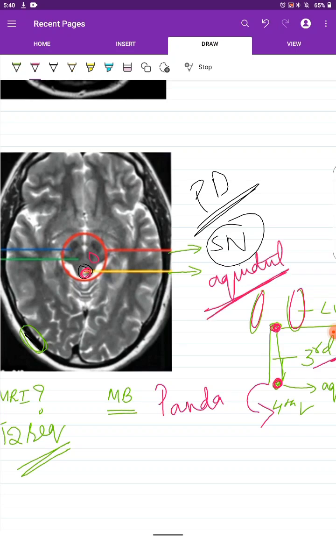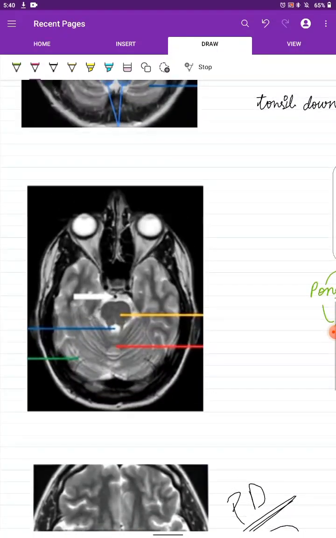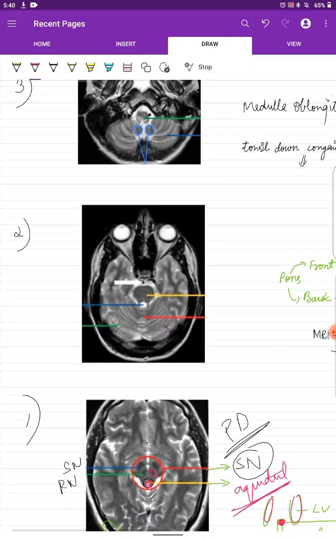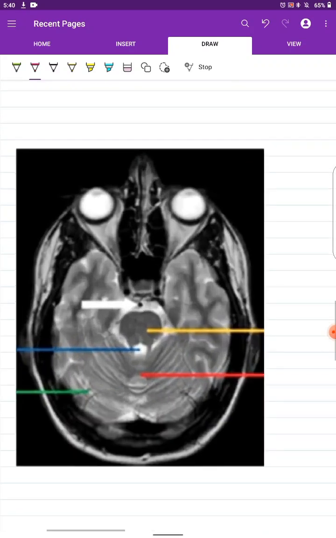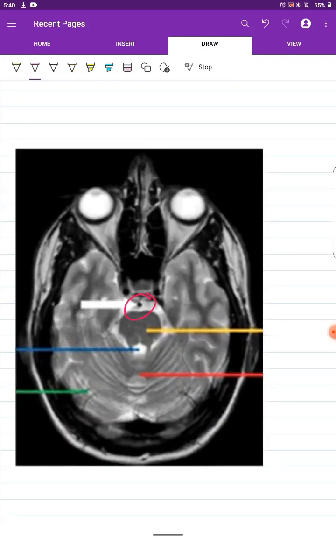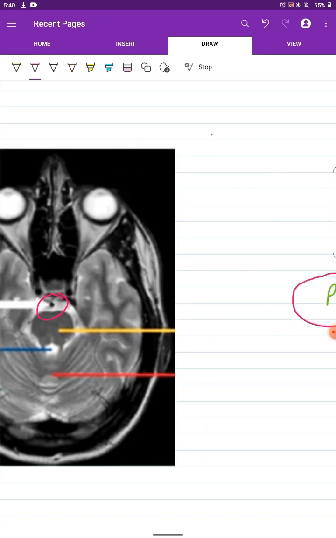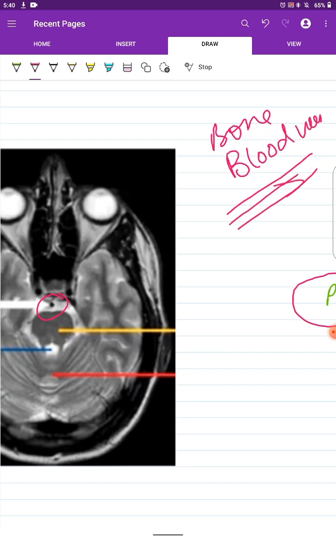Done? Clear. So when I come to this, this is nothing but pons. The black structure is nothing but pons. How to identify pons? Just see the area front and back. Here you can see one black color void like thing, no? In MRI there are two things black, one is bone and one is blood vessel. Since in a blood vessel the blood will be flowing fast, with the magnetic field we are not able to get signal and it comes as black. So which artery is present in the prepontine region? It is nothing but the basilar artery.